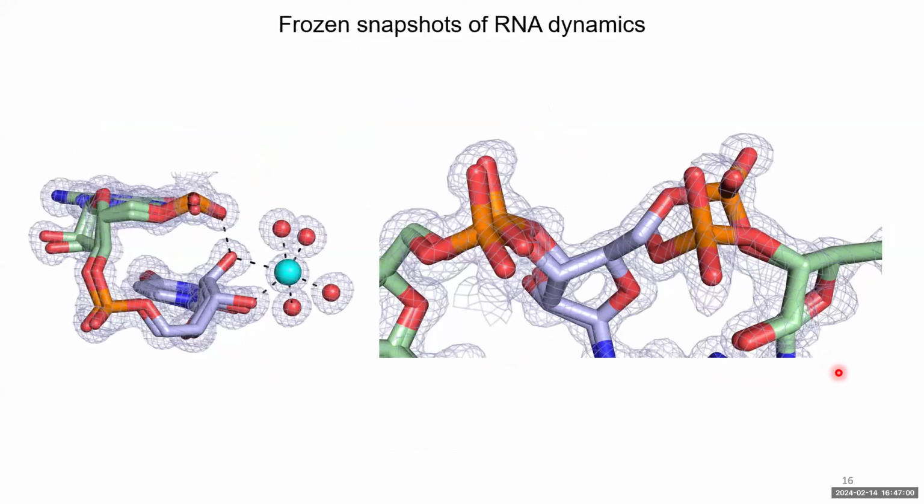What's particularly interesting is because of this high resolution, we're actually able to capture some snapshots of RNA dynamics in this structure, seen by the 2 different phosphates that are present both between this GNU and between this GNU. You can see that there are 2 clear phosphate positions defined in this structure.